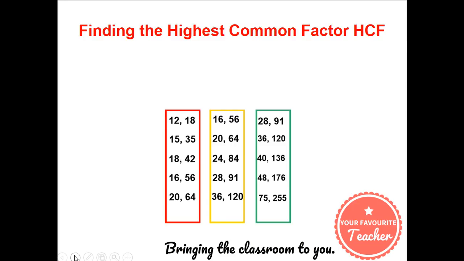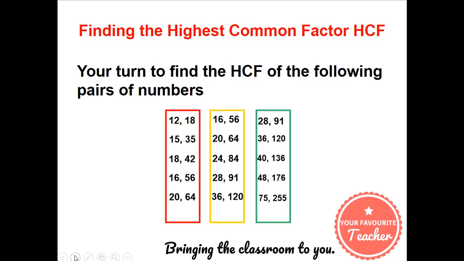You can now try doing your highest common factor using those pairs of numbers. The red are the easier ones. The amber ones are the ones if you have some confidence with it. And the green ones are the ones if you feel you can do harder ones. So you're going to take between 7 and 10 minutes to find the highest common factors of those things. And you can pause the video at this point in time for that length.